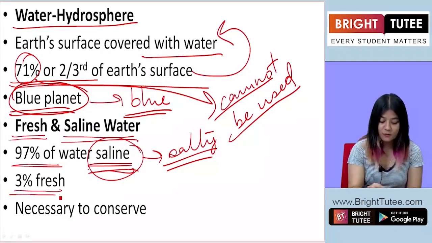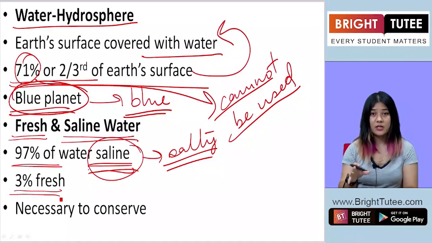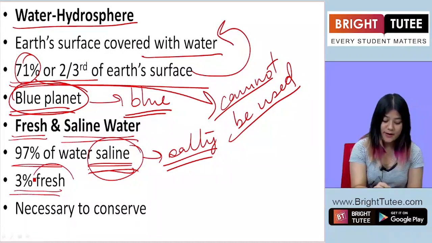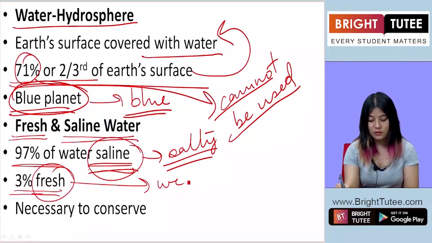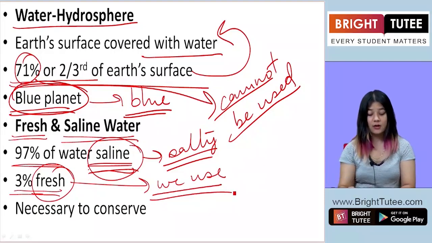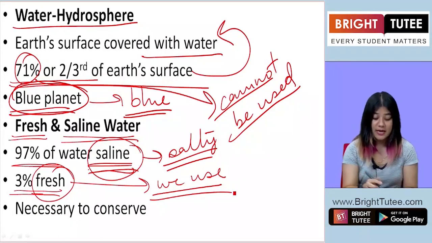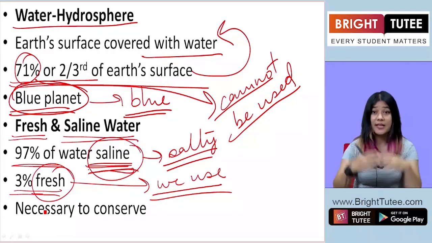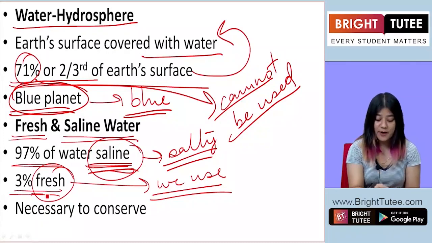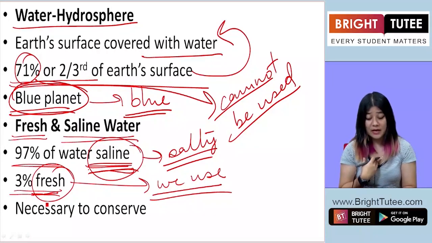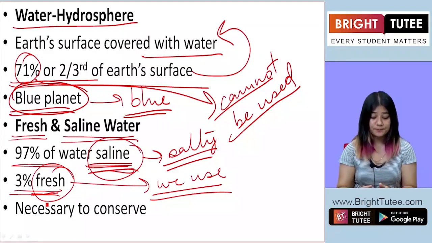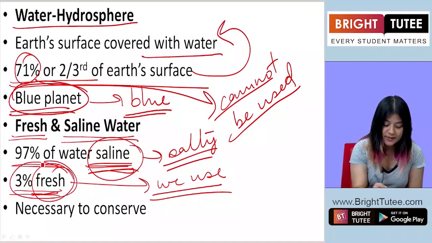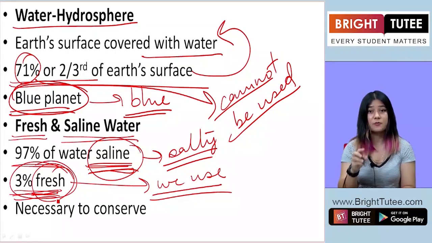Only 3% of the water that is present on Earth is fresh water. And the fresh water is what we use, what is important to us, alright. Now, as you can see, almost all the water that we have on Earth is saline water or cannot be used. Only a small, tiny percentage of that whole of the water available is fresh water, which is of use to us. There are so many people living on Earth. So you can imagine that 3% of fresh water is not a large quantity of water.